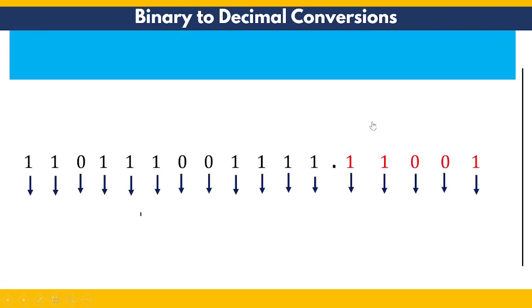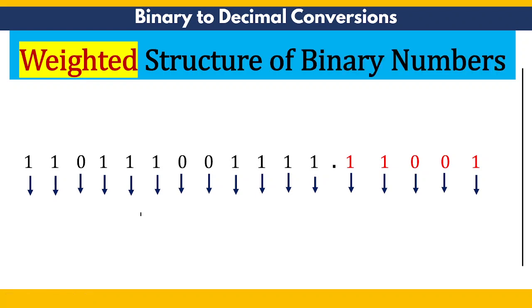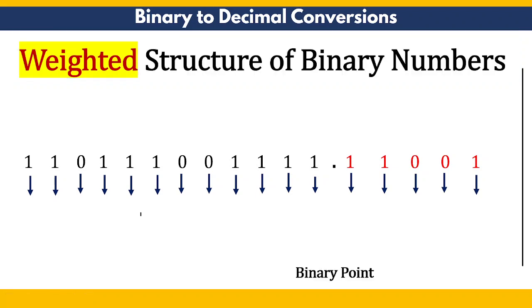So given below is the given binary number, so we will understand its weighted structure. This number is a mixed number, so this is our binary point, and the bits lying on the right side form the fraction portion, and the bits which lie on the left side of this binary point form the whole number part.